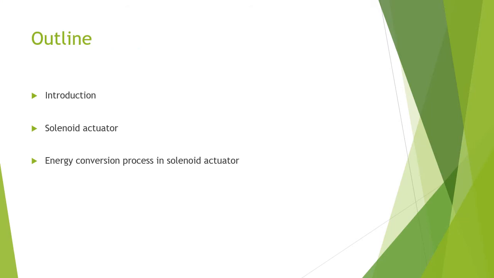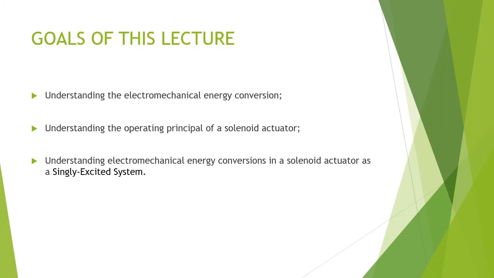The outline of this lecture is divided into three important parts. First, we start with an introduction to energy conversion, then we will look deeper at the solenoid actuator, and then describe the energy conversion process in the solenoid actuator. The goals of this lecture are also three: to understand electromechanical energy conversion, to understand the operation principle of the solenoid actuator, and finally to understand the electromechanical energy conversion in a solenoid actuator as a singly excited system.